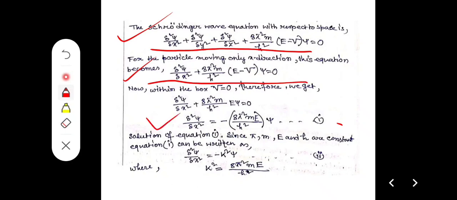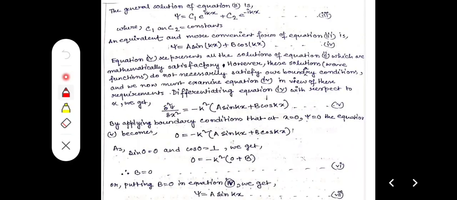Putting it, we get del square psi by del x square equal to minus 8 pi square m capital E by h square into psi. Now consider this whole term as k. So k square equal to 8 pi square m capital E by h square, and del square psi by del x square is minus k square psi. Now psi equal to c1 e to the power ikx plus c2 e to the power minus ikx. We can represent this as the general solution.